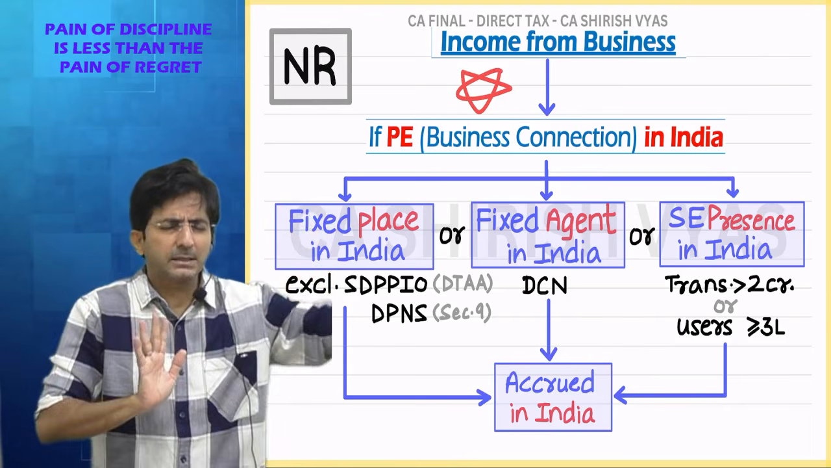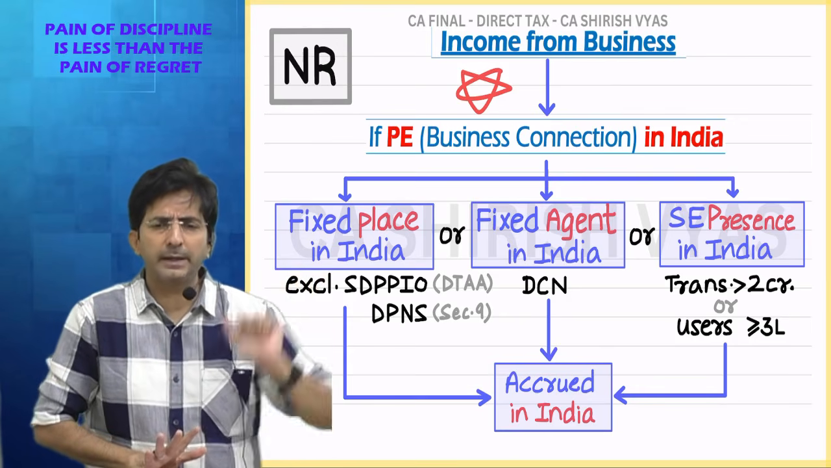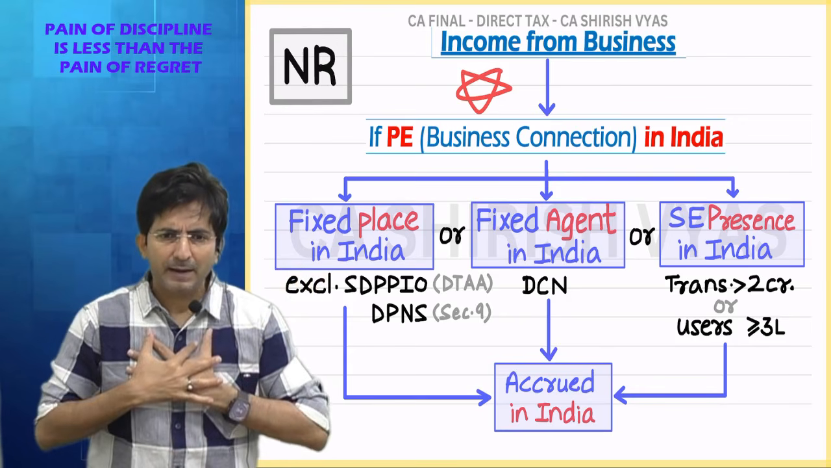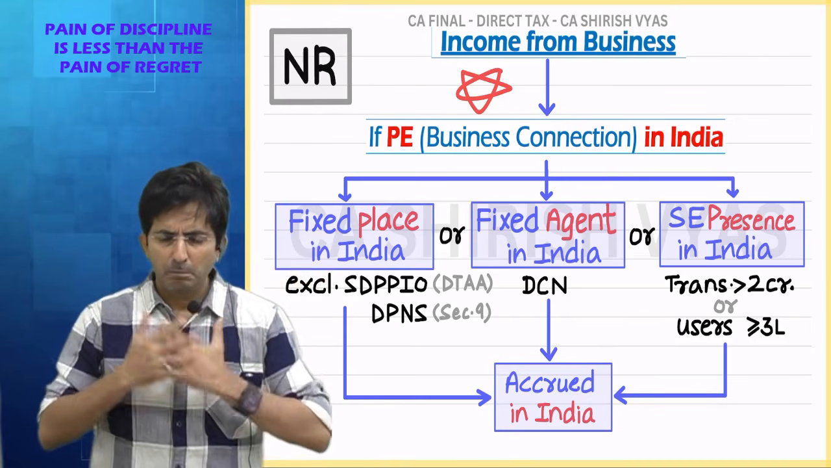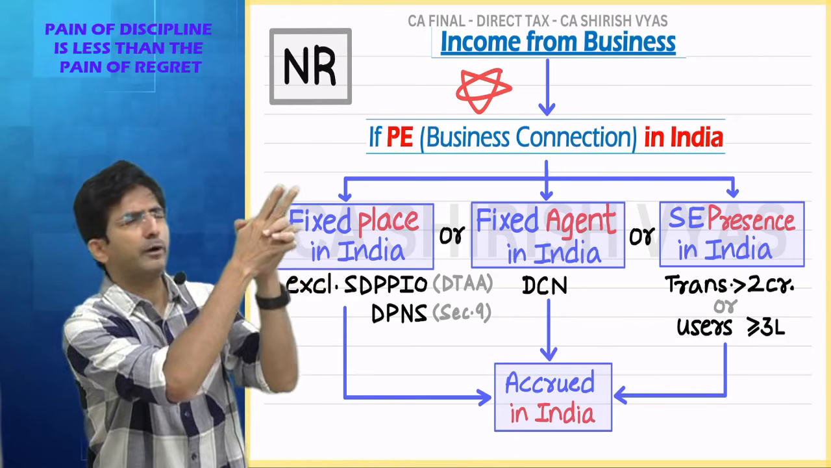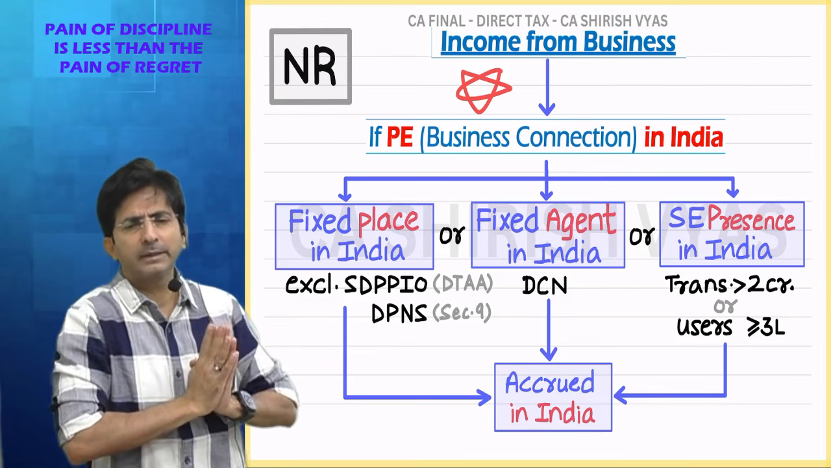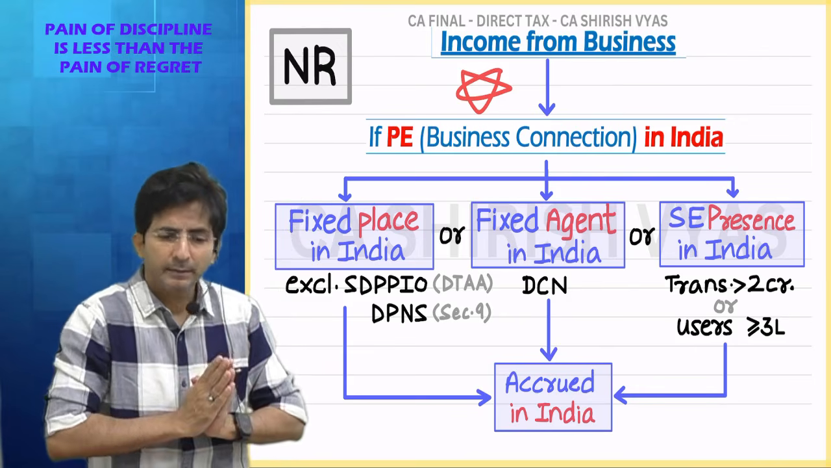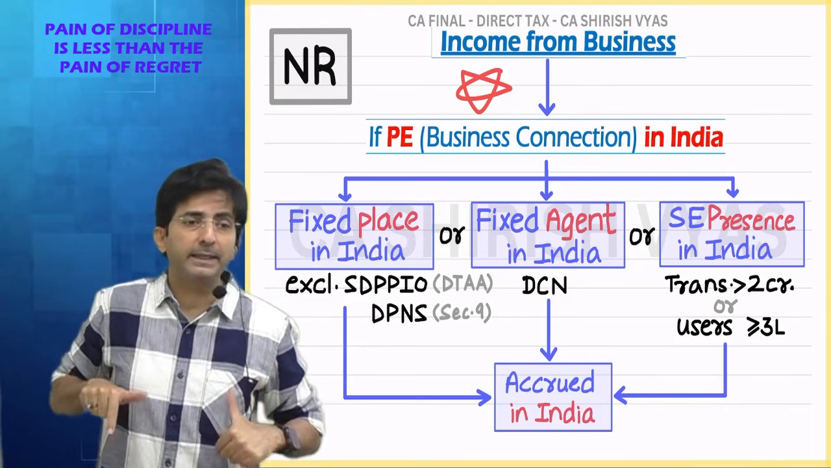Like see, in Singapore, there is a company, ABC Limited. And if I am an agent in India, my whole life is dedicated to ABC of Singapore, then I am a dependent agent. Then only I can be regarded as PE in India.